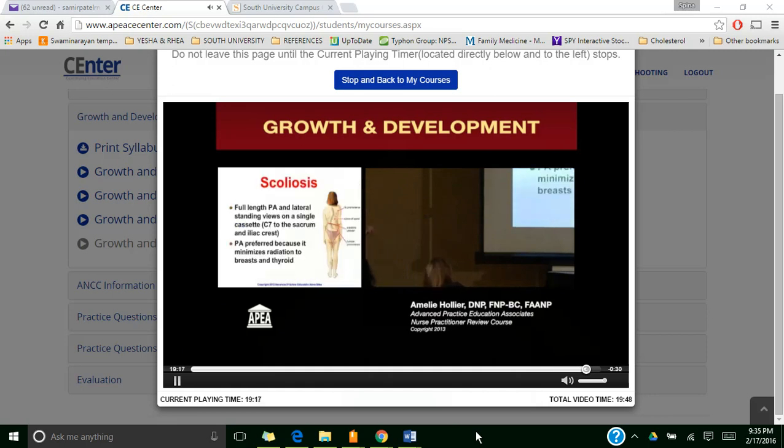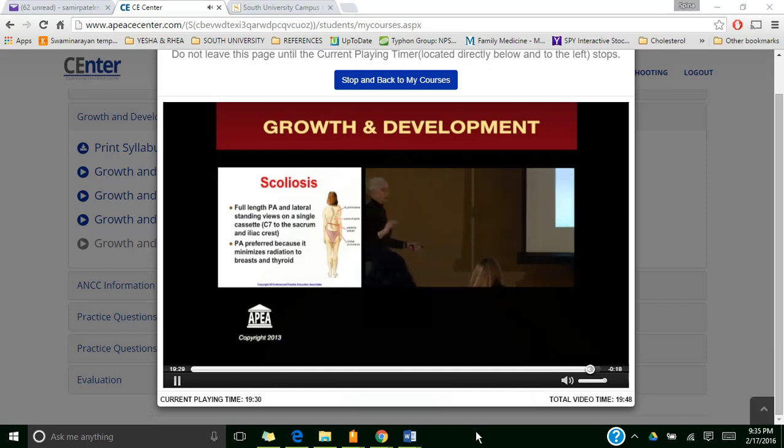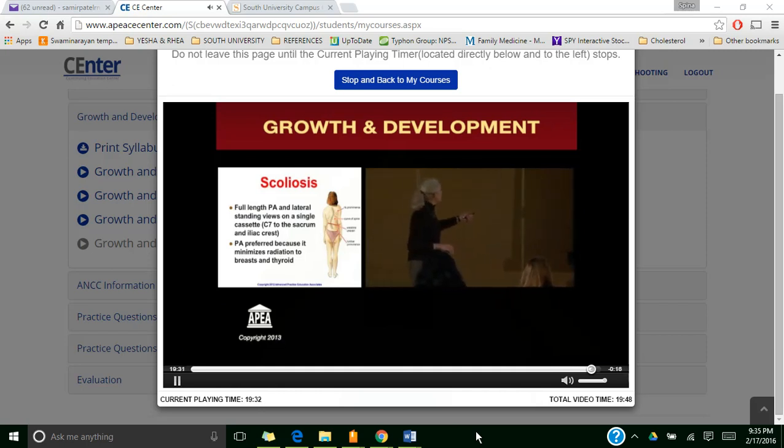Thyroid gland. It's radiation, right? So you're preventing radiation, or it minimizes radiation to the breasts in both men and women, and also the thyroid gland. So when you order it, that's what you'll order. Now, you don't need to know this, but you'll see this on your X-ray report.